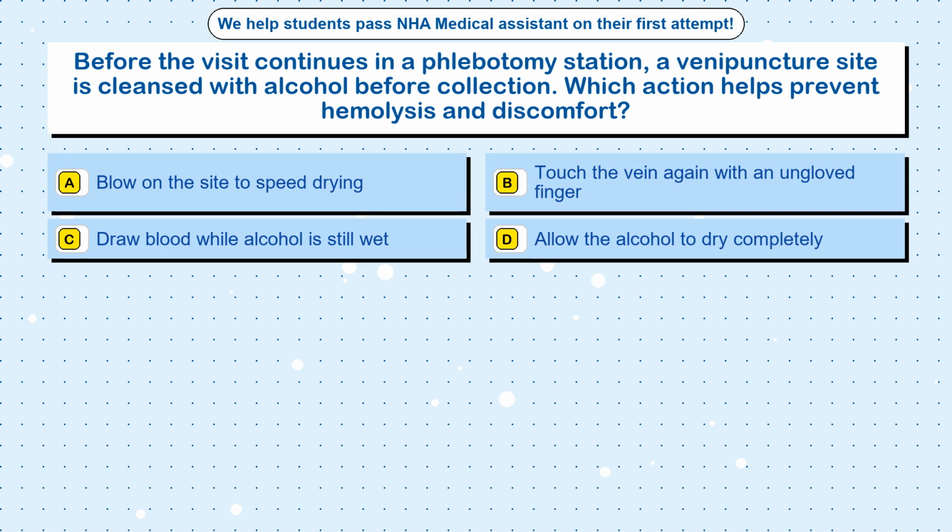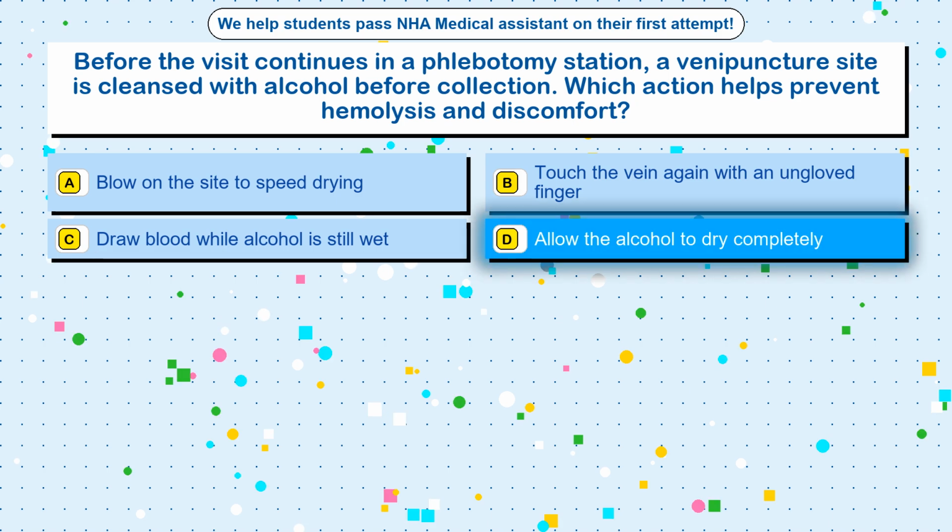Question 60. Before the visit continues in a phlebotomy station, a venipuncture site is cleansed with alcohol before collection. Which action helps prevent hemolysis and discomfort? Option A. Blow on the site to speed drying. Option B. Touch the vein again with an ungloved finger. Option C. Draw blood while alcohol is still wet. Option D. Allow the alcohol to dry completely. The correct answer is option D. Allow the alcohol to dry completely.